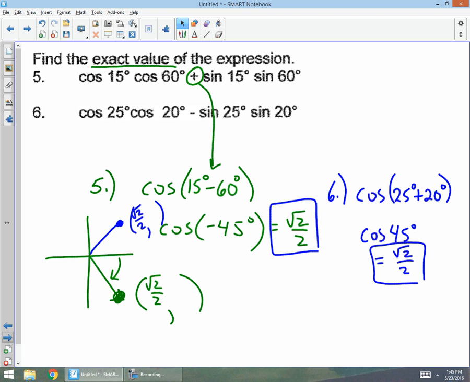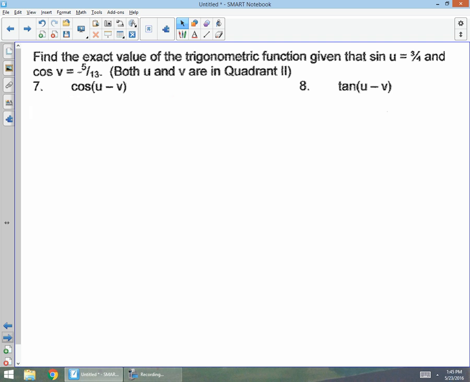So 5 and 6 build off of what you're doing in 3 and 4. And again, these are somewhat short compared to what you were doing in question 1. Okay, find the exact value of the trigonometric function given that the sine of u is 3 over 4 and the cosine of v is negative 5 over 13.